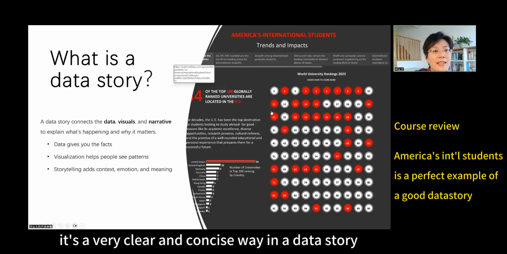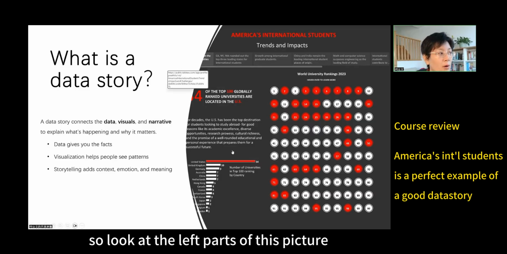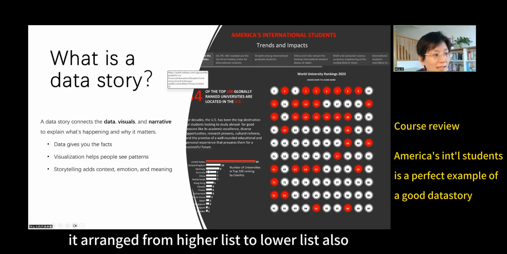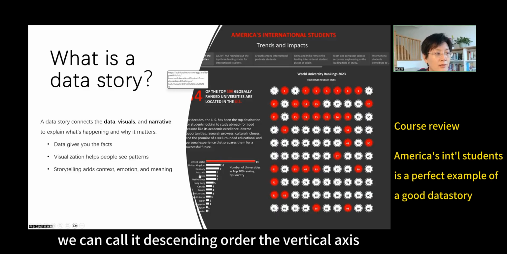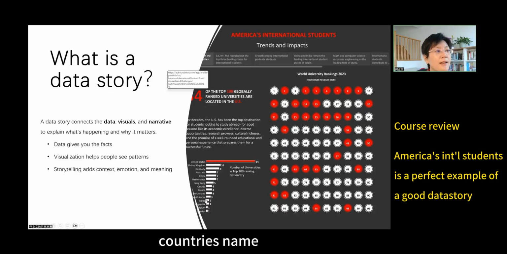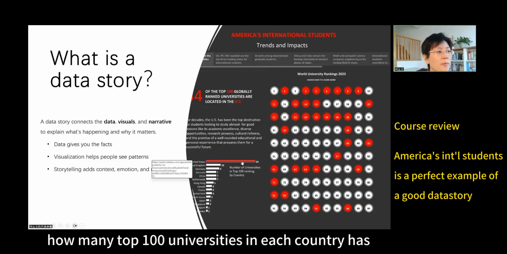It's a very clear and concise way to tell a data story. So look at the left part of this picture. It is arranged from highest to lowest, which we can also call descending order. The vertical axis, I mean the up and down direction, shows the country's name, and the horizontal axis, side to side, shows how many of the top 100 universities each country has.